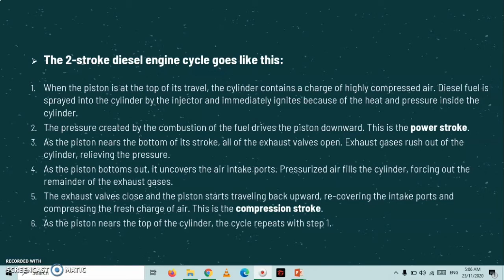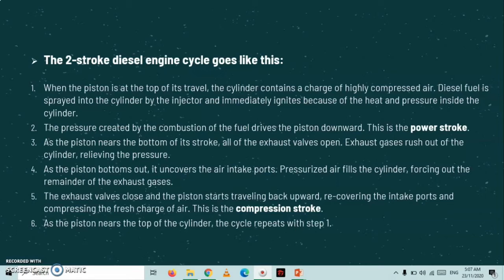1. When the piston is at the top of its travel, the cylinder contains a charge of highly compressed air. Diesel fuel is sprayed into the cylinder by the injector and immediately ignites because of the heat and pressure inside the cylinder. 2. The pressure created by the combustion of fuel drives the piston downward. This is the power stroke.